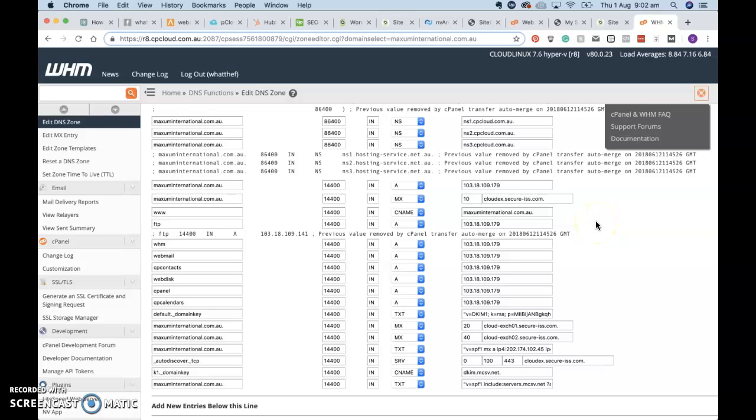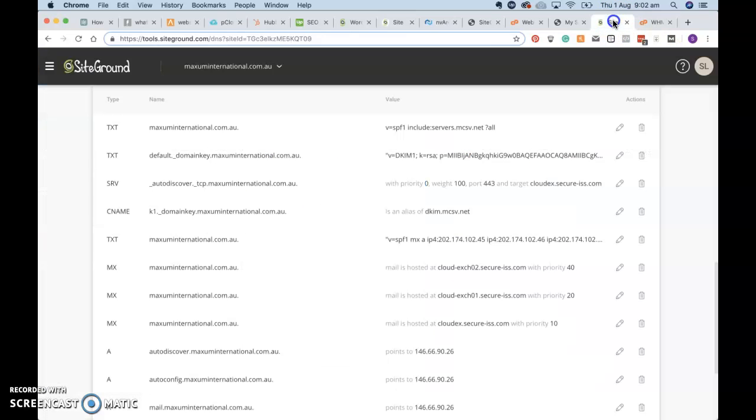And this running conversation has been about the emails. So this Secure ISS is a third-party email company, and to make the transition seamless, we need to ensure that this is maintained, the CloudX settings. So I've got this is the old host, and here is SiteGround.